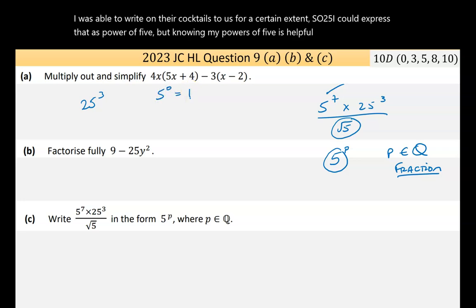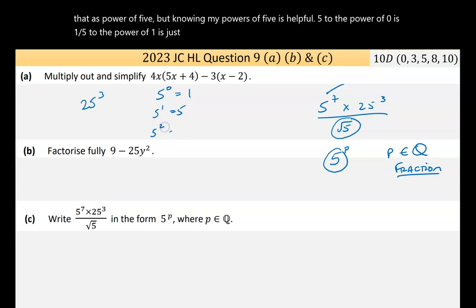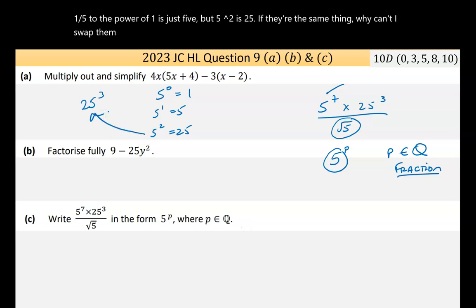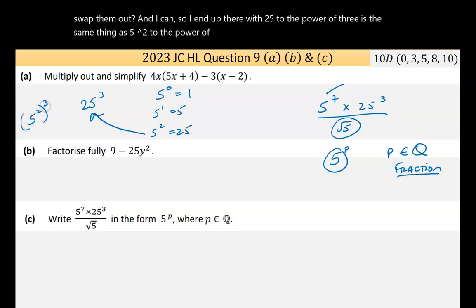5 to the power of 0 is 1. 5 to the power of 1 is just 5. But 5 squared is 25. If they're the same thing, why can't I swap them out? And I can. So I end up there with 25 to the power of 3 is the same thing as 5 squared to the power of 3.